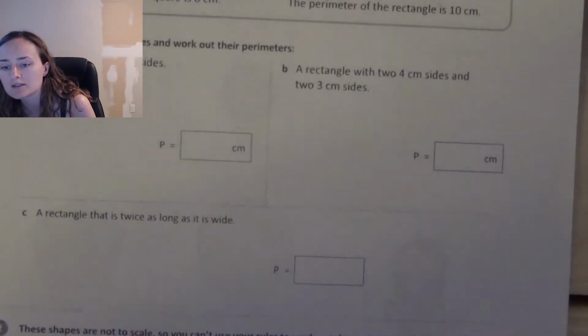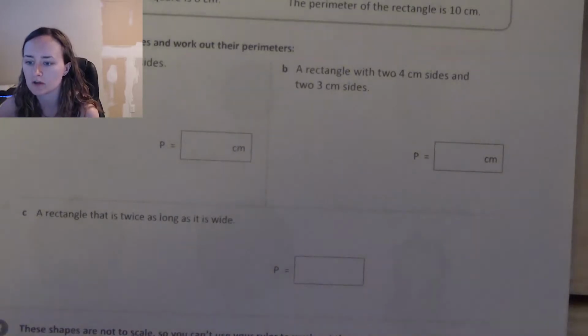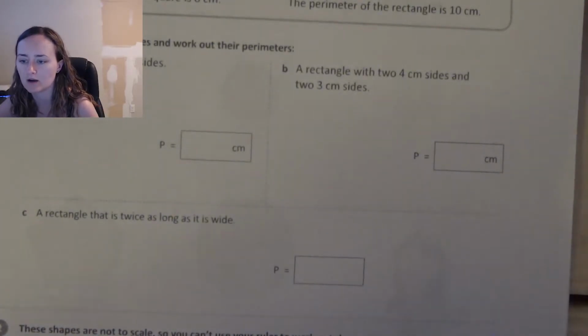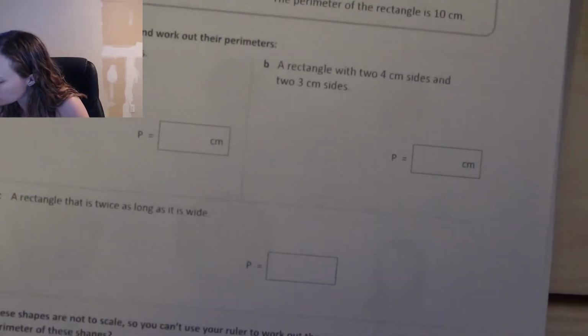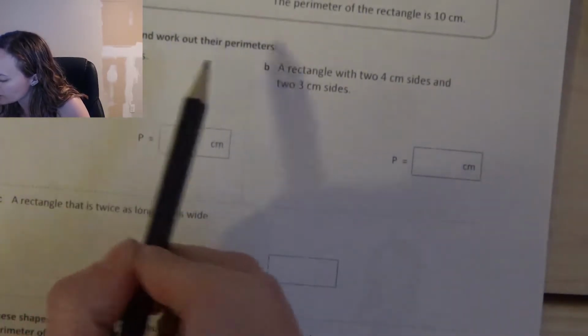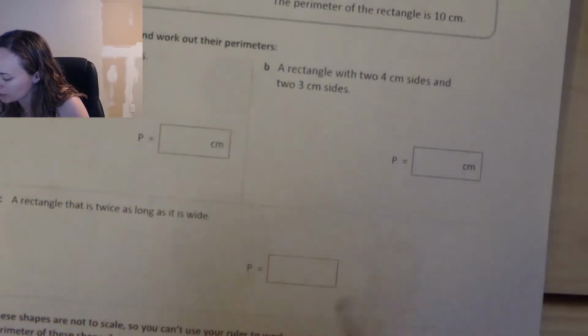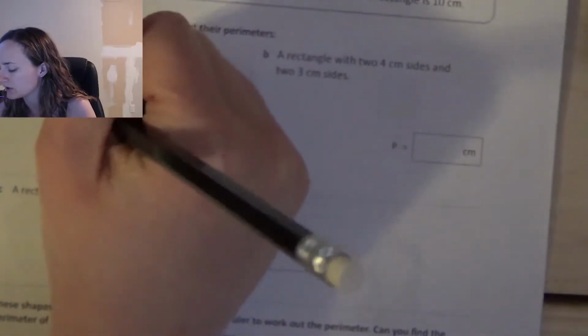Okay, so as with the other math videos I've been doing for you here, I will do about the first one with you guys. The rest are your responsibility. Give it a go independently. See how well you can do. So for 1A here, we're going to draw the following shape and work out the perimeter. So a square with 3 centimeter sides.